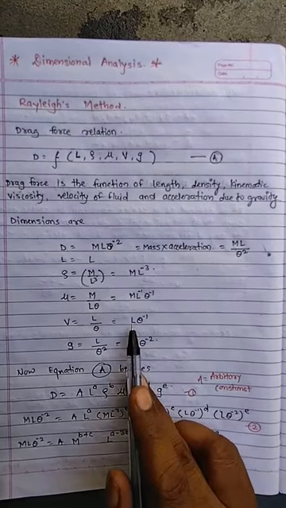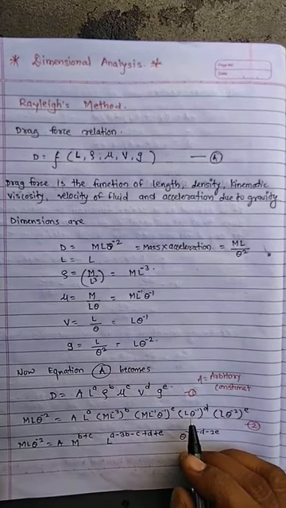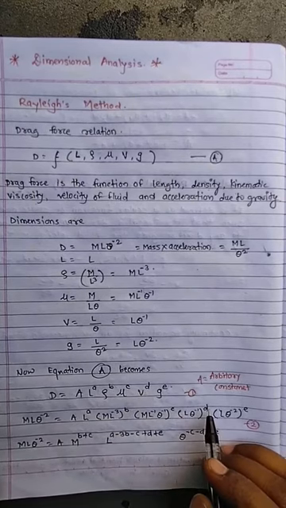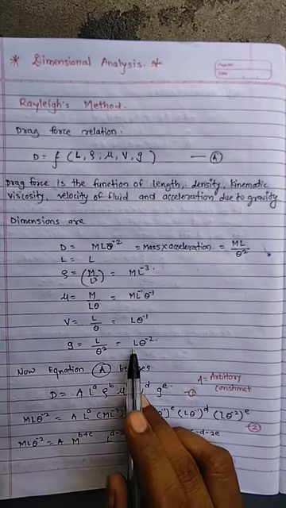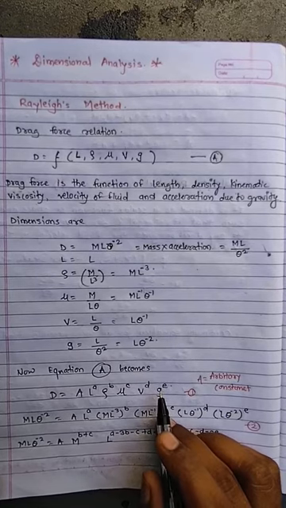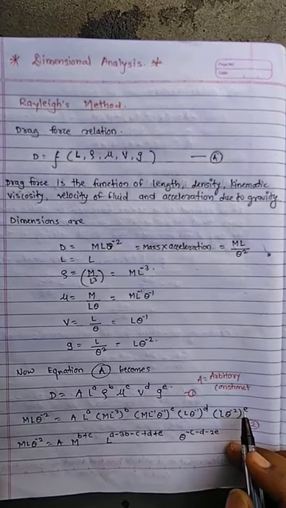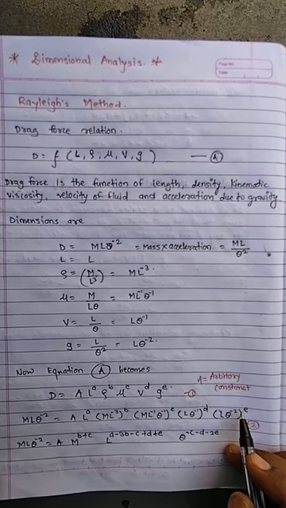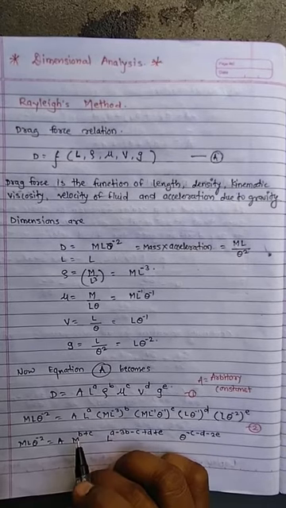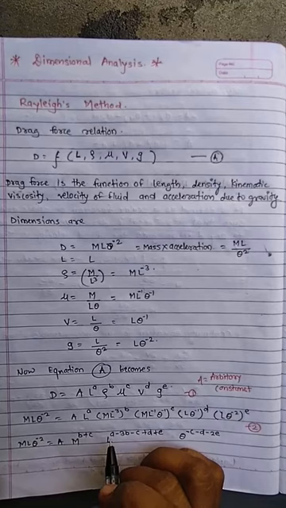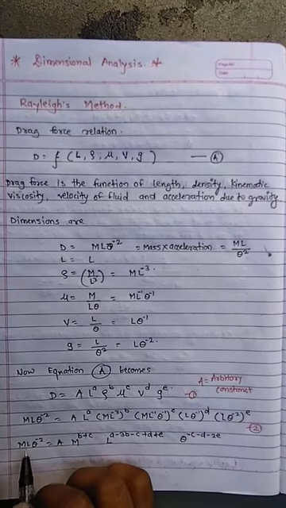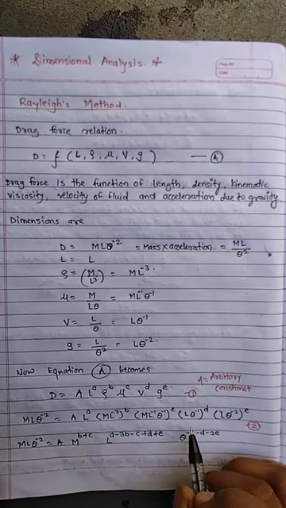Then velocity is L theta raised to minus 1, in brackets raised to d, since in this equation we have considered v raised to d. Then acceleration due to gravity g is L theta raised to minus 2, in brackets raised to e, since we have considered g raised to e. Now we will take the terms separately on the right hand side: M terms on one side, L terms on one side, and theta terms at once. That means we are combining M terms, L terms, and theta terms.